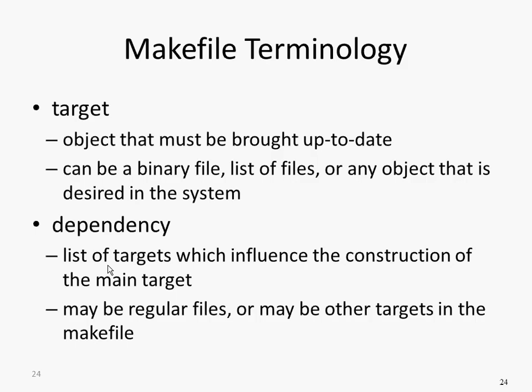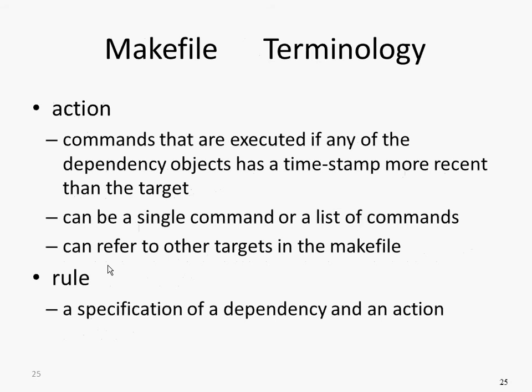Finally, there's an action associated with it. Okay, if any of the dependencies has been updated more recently, as measured through its timestamp, than the target, then we've got to make the target. We've got to produce the target. It's a sign that the target is out of date. These things it depends on, a .h file, for example.